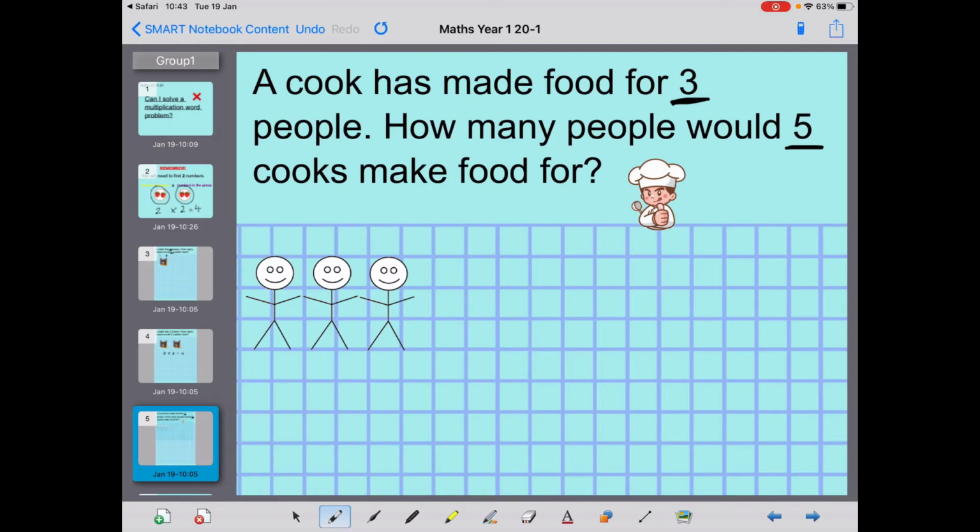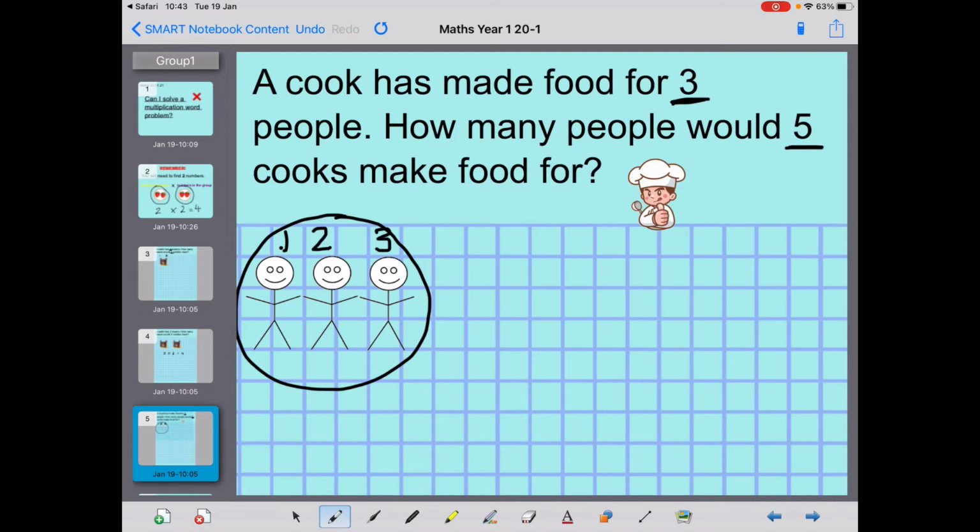What do you think our multiplication problem might be using those 2 numbers? So a cook has made food for 3 people. How many people would 5 cooks make food for? So we have one group of how many there? 1, 2, 3. So we have one group of 3 there.